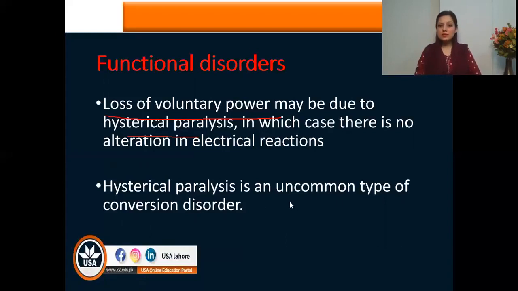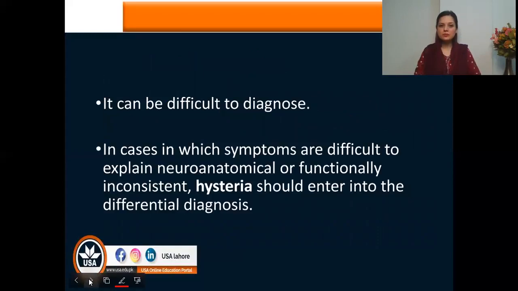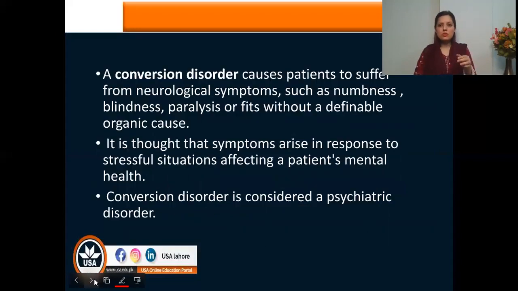Hysterical paralysis, an uncommon type of conversion disorder, is difficult to diagnose. In cases in which the symptoms are difficult to explain, neuroanatomically and functionally inconsistent, hysteria should enter into a differential diagnosis. When everything is okay neuroanatomically and functionally, and still the muscle shows less power and there is a loss or reduction of voluntary contraction, then you have another differential diagnosis. Should we move towards hysterical paralysis, some psychiatric issues?